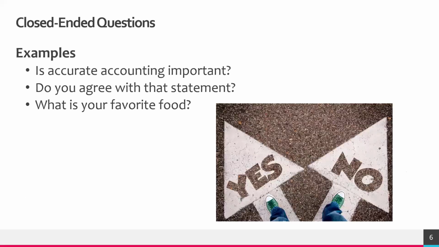Another challenge is closed-ended questions. So examples are up here. Any question that is going to get you an answer of yes or no, true or false, I agree or I disagree, but with no explanation would be considered a closed-ended question.